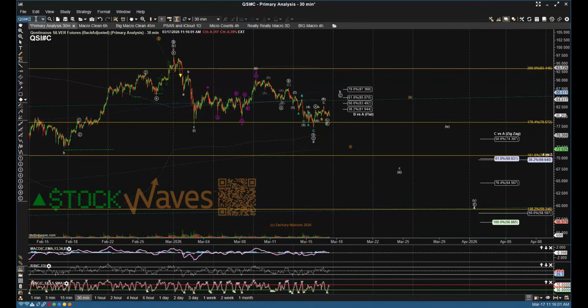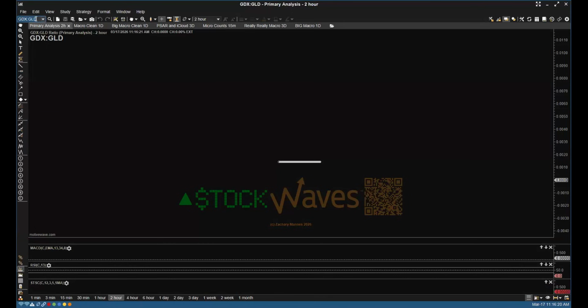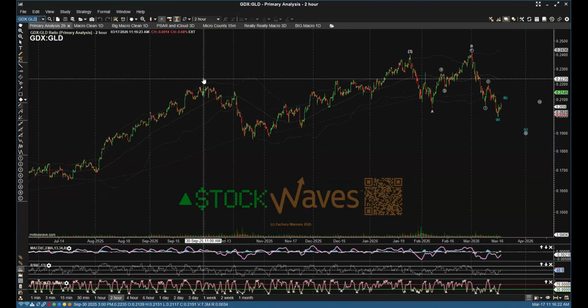So that's a look at the two main metals. We also look at copper and platinum and palladium as well as uranium, and sometimes rhodium and titanium and other stuff in the metals mining and agriculture service. But the next ratio chart that I wanted to talk about was the GDX to GLD chart.